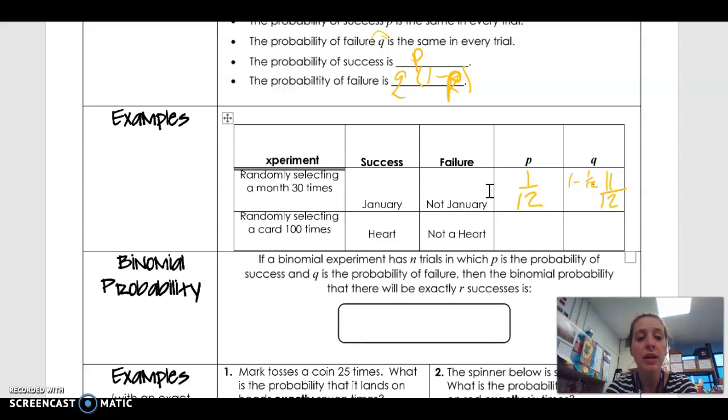Okay, so we're going to randomly select a card 100 times. So a success would be a heart and a failure would be not a heart. Well, when I'm pulling a card, I know that a quarter of them are hearts. So that would mean that 3/4 of them are not hearts, right? And I could do that and subtract it again.